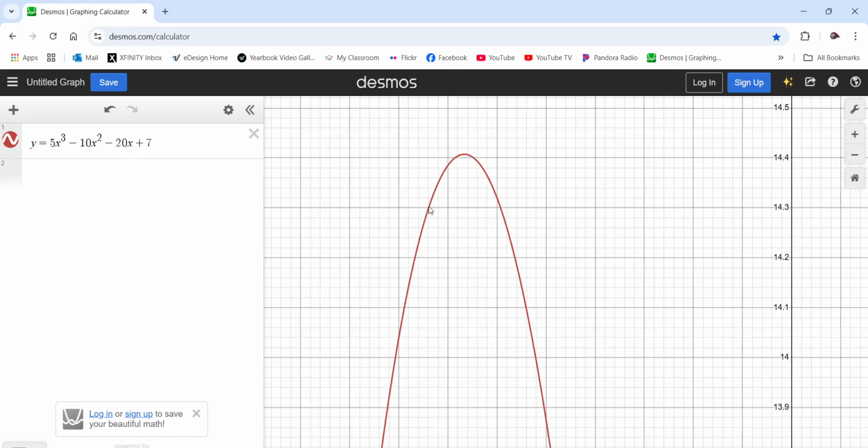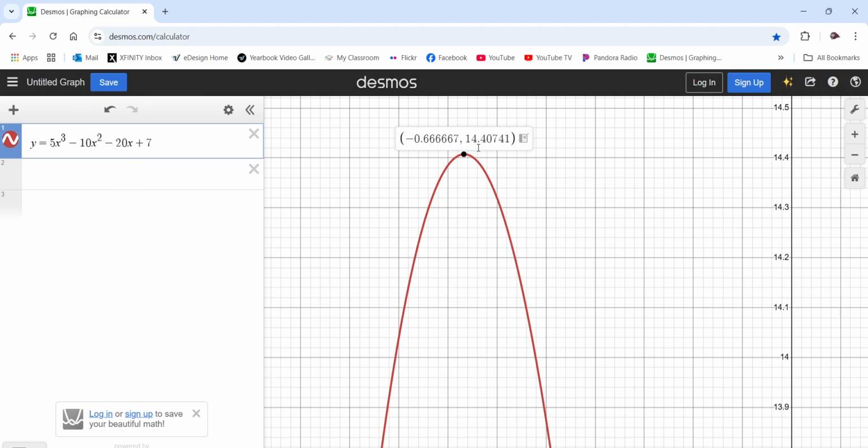So if you click on the graph, it makes that little gray dot, can you see that up there? If I click on that little gray dot, it tells me what that point is. So it's negative, we'll just do 2 decimal places. So what would it be? Negative 0.67, and it goes up to 14.4. We'll just round it to 14.4.